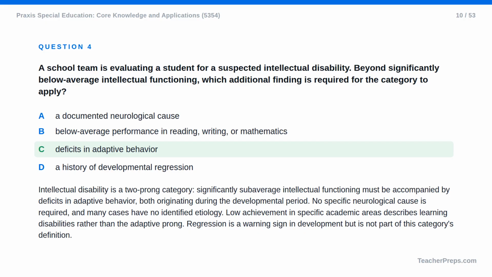Intellectual disability is a two-pronged category. Significantly subaverage intellectual functioning must be accompanied by deficits in adaptive behavior, both originating during the developmental period. No specific neurological cause is required, and many cases have no identified etiology. Low achievement in specific academic areas describes learning disabilities rather than the adaptive prong. Regression is a warning sign in development, but is not part of this category's definition.